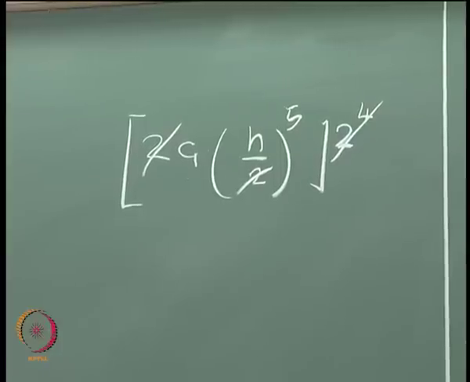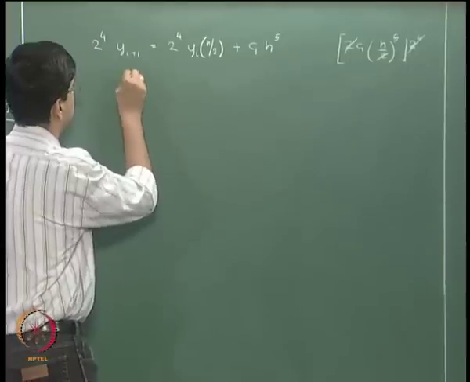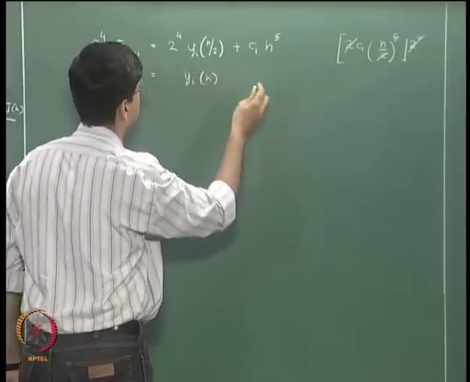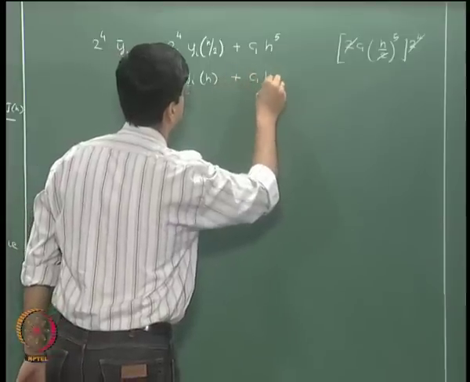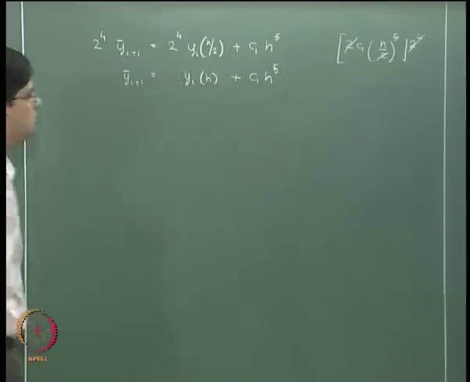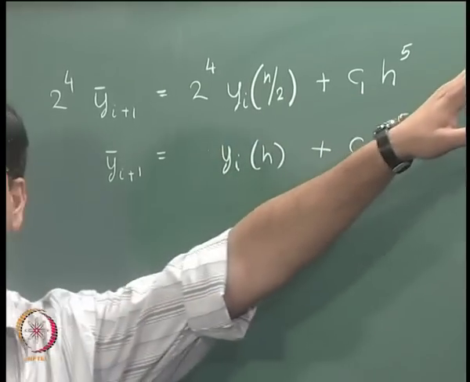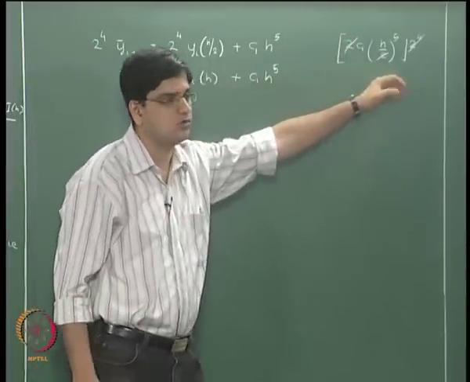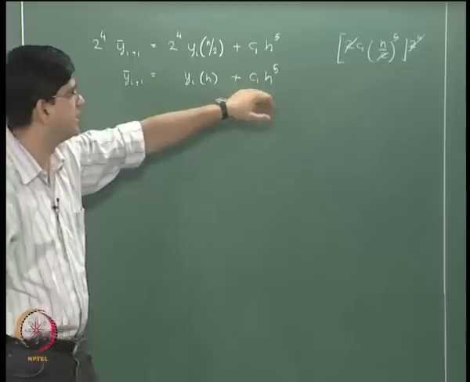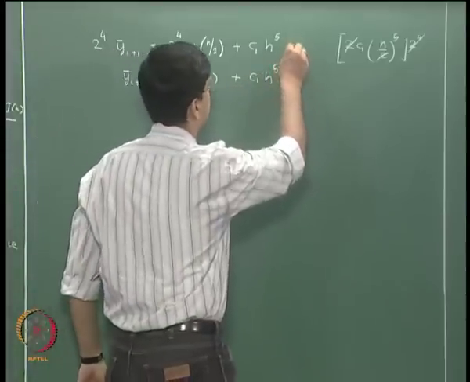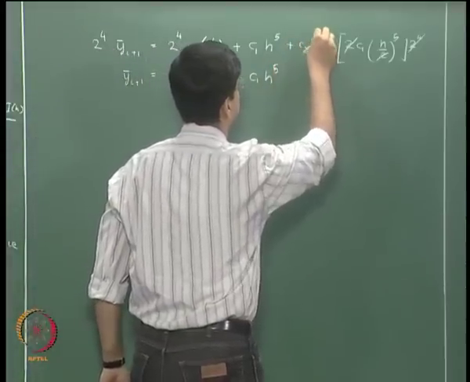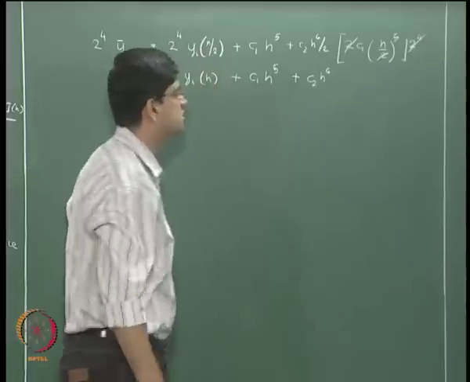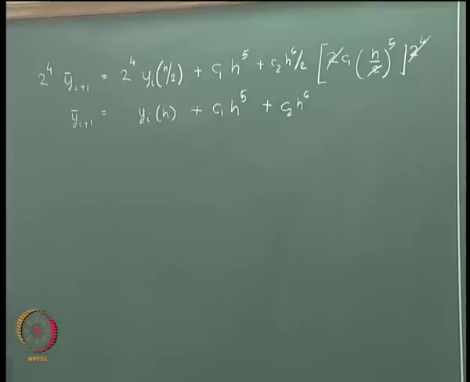And that is what I have written over here, as well as yi plus 1, I forgot the bar over here, is going to be yi computed with h plus C1 h to the power 5. Okay. And of course there are C2 h to the power 6, C3 h to the power 7 terms also and so on over here, which are not going to get cancelled, because we will essentially have plus C2 h to the power 6 by 2, and here we will have C2 h to the power 6. This is the term that I had not written down earlier.